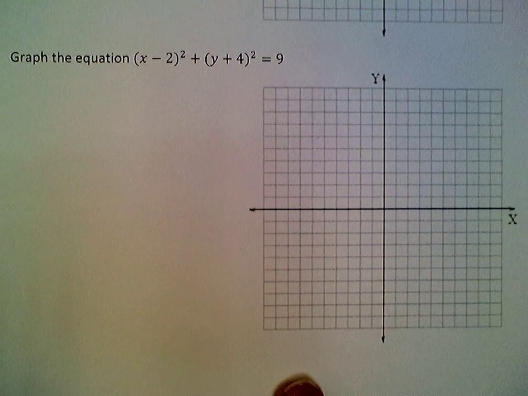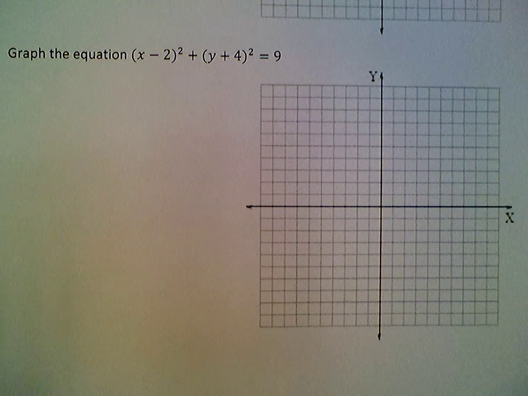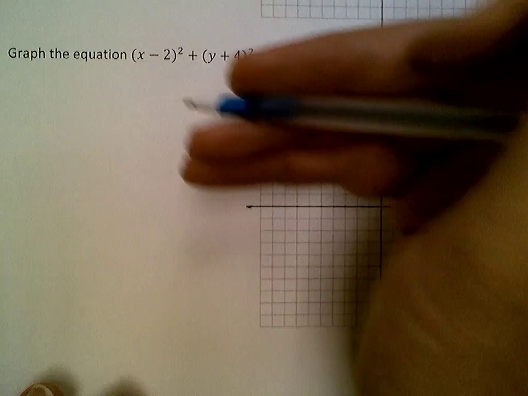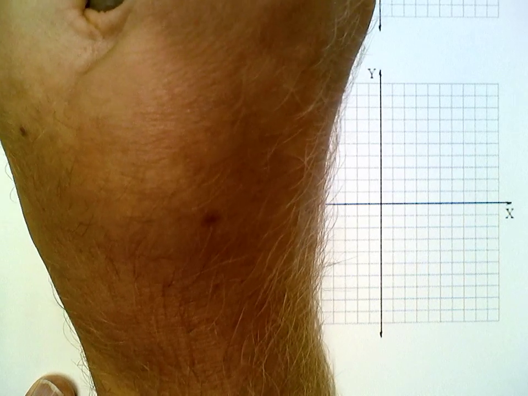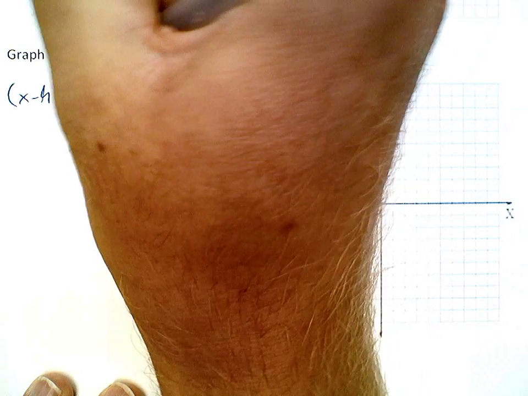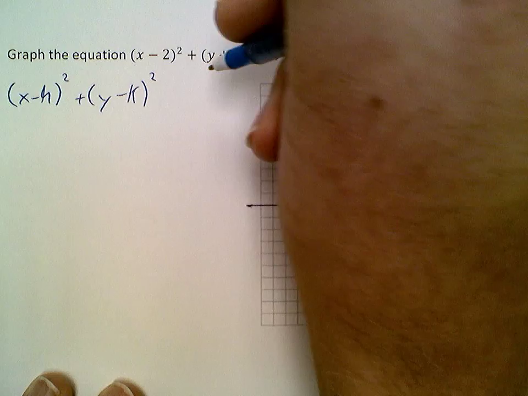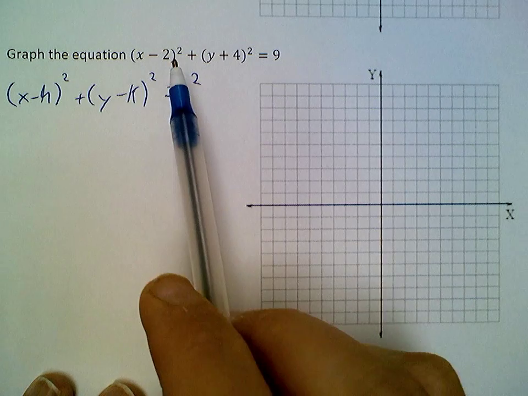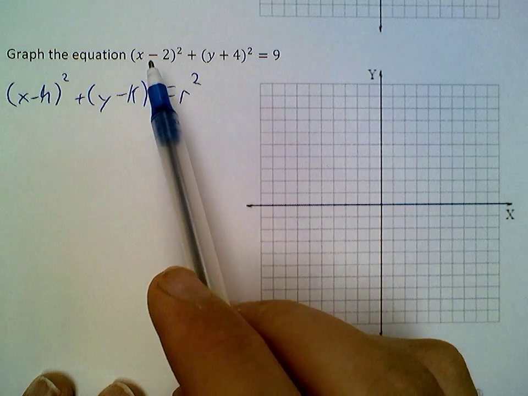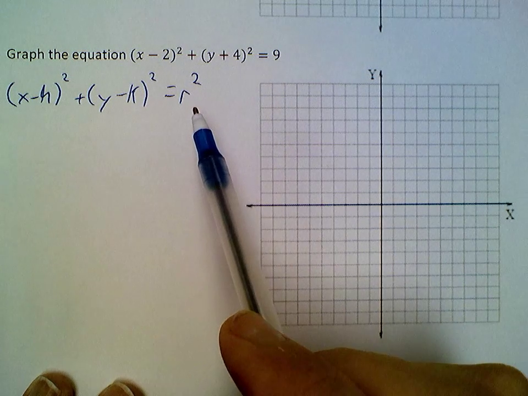So here I've got another equation, which says graph the equation (x - 2)² + (y + 4)² = 9. So remember, once again, a standard form of the equation is (x - h)² + (y - k)² = r². So in this case, you can look at the equation as it's written and you can identify the h and the k and the r.